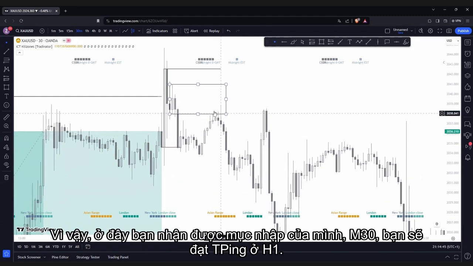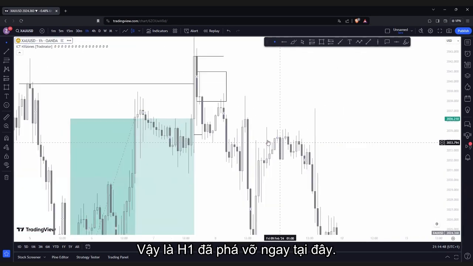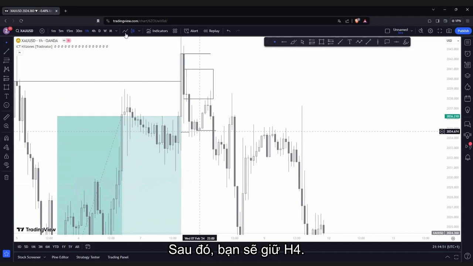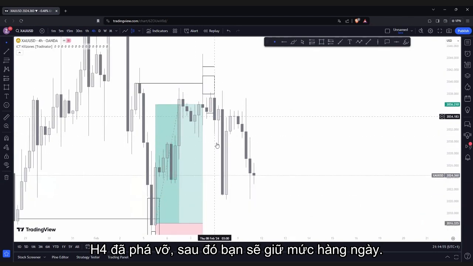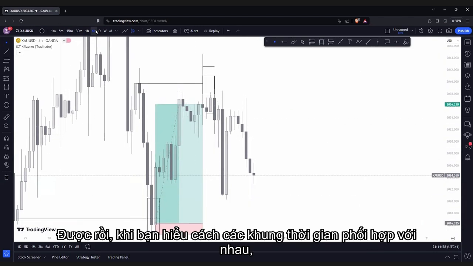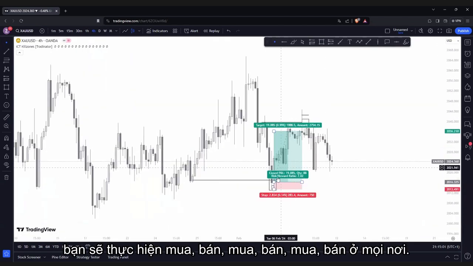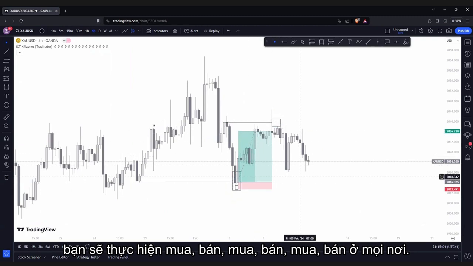So here you get your entry on M30, and you're going to be TPing at H1. H1 broke right here, then you're going to be holding to the H4. H4 broke, then you're going to be holding to the daily. Once you understand how the time frames work with each other, you're going to be holding buy, sell, buy, sell, buy, sell everywhere.